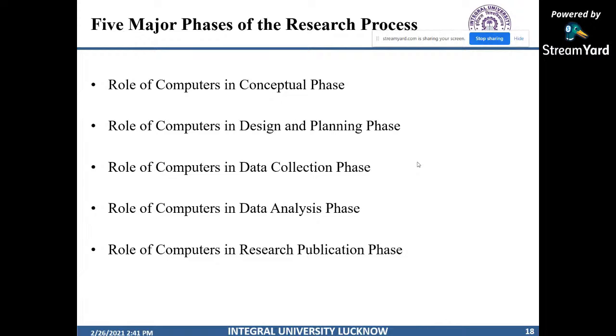Research articles, research papers, research theses or dissertations are all typed in word processing software, converted to portable document format, which is your PDF format, and stored and published on the World Wide Web. So you will make your research article, research paper, thesis or dissertation using word processing software. Then you will convert it into PDF format, and then store or publish it on the internet, the World Wide Web.